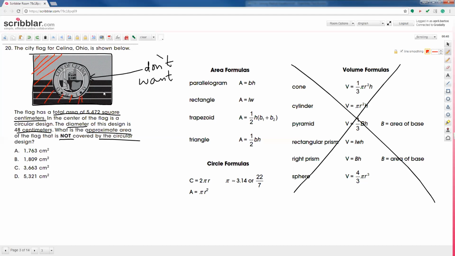So we want the circle to go away. We want to take it out of the total area. So we're going to do the total area minus the area of the circle. In order to do that, we first have to find the area of the circle.